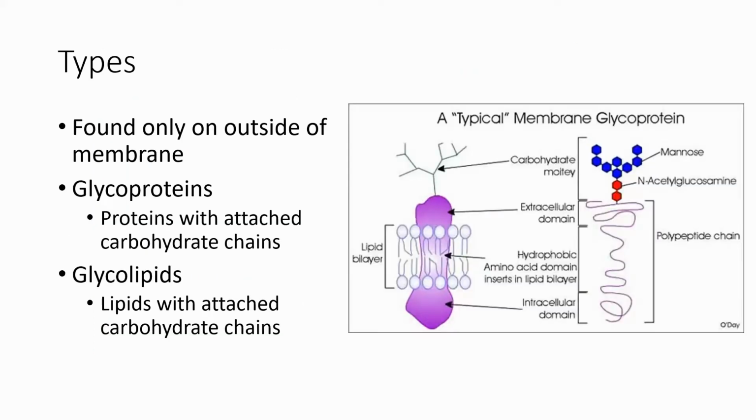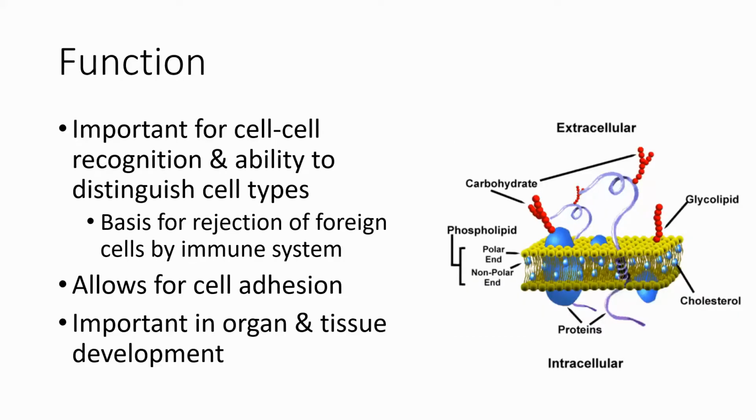So let's look at those carbohydrates that are attached. They're mostly found on the outside of membranes. There are a lot of signaling molecules. There are two major types, glycoproteins, which are basically protein with some carbohydrates attached, and then there are glycolipids. So they will look like a phospholipid, except instead of having a phospholipid head, they'll have carbohydrates coming out instead. They're important for recognition between cells and also for basically identification of cells.